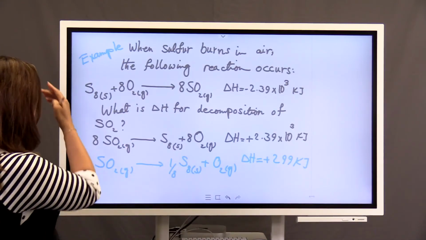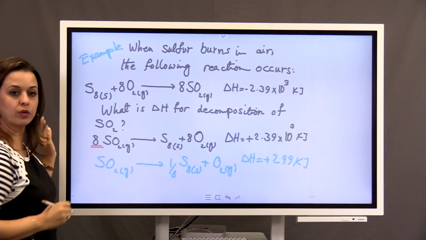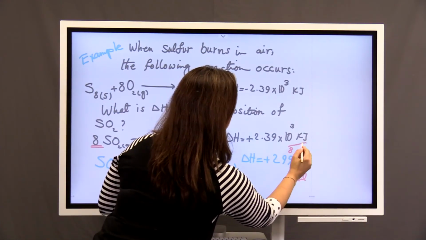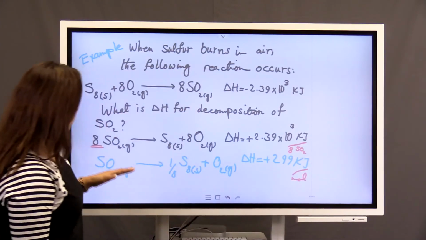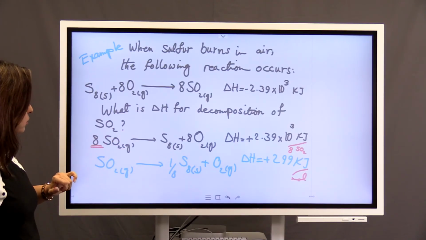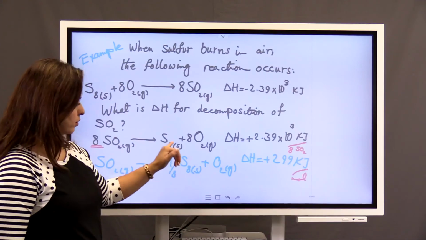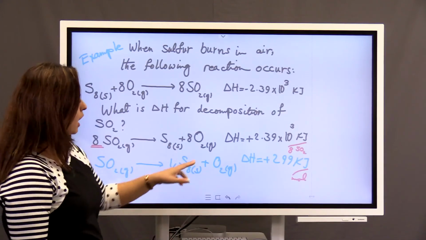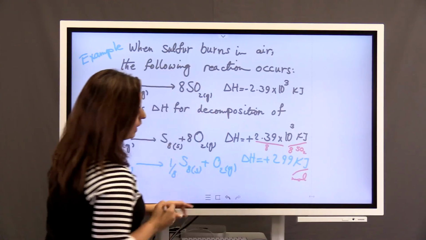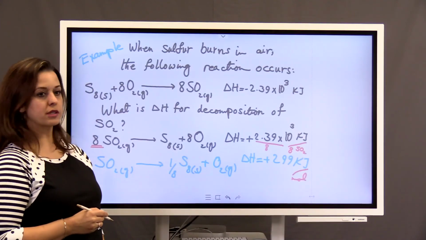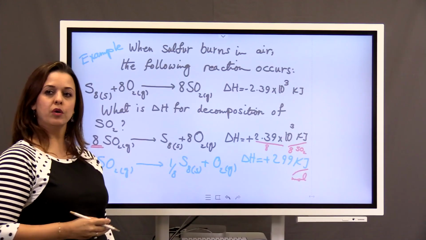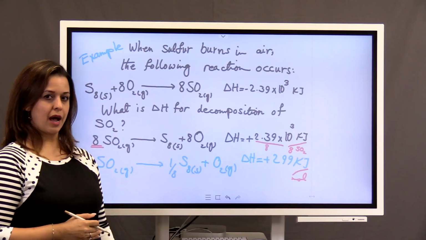But be careful. Here you have 8 moles of SO2. You need to have it per mole. This is per 8 moles of SO2. So you divide all the coefficients by 8, then you will have 1 mole of SO2, 1/8 of S8, sulfur, plus 1 mole of O2. And you obviously divide the value of delta H by 8 to give you 299 kilojoules. Okay, practice on these. In the next video, we work on the other half of this chapter.